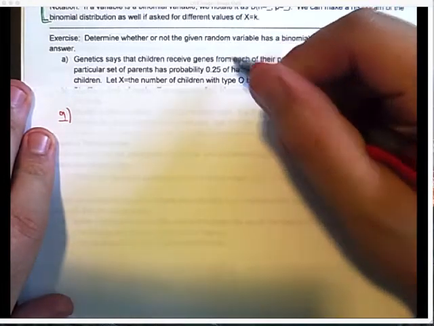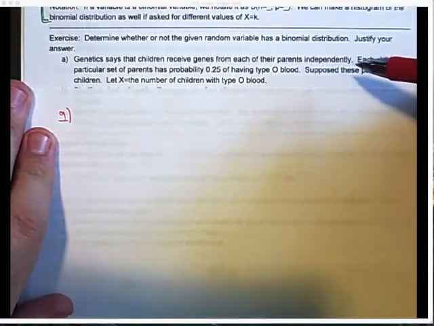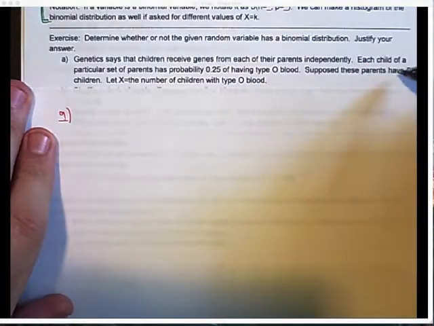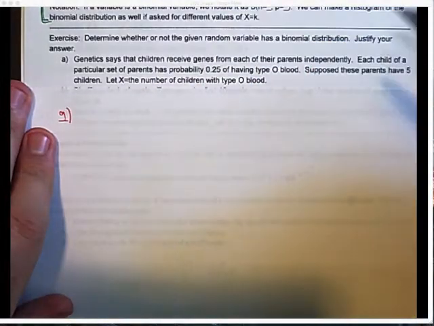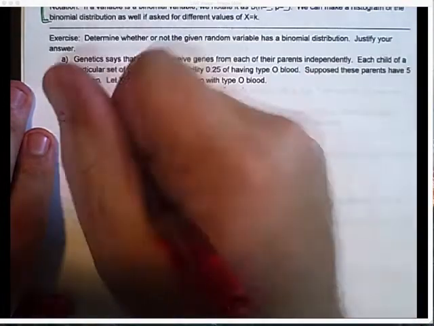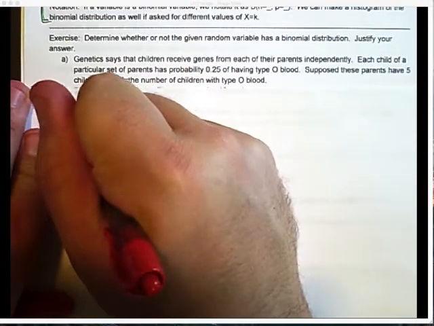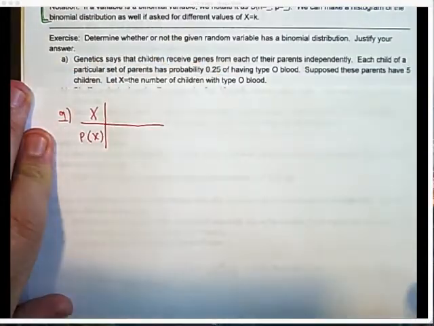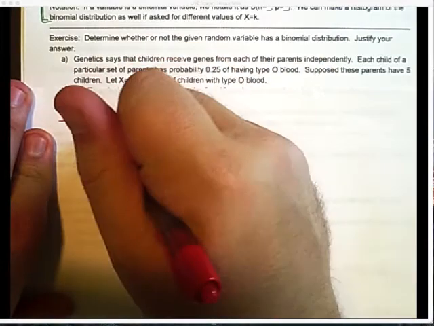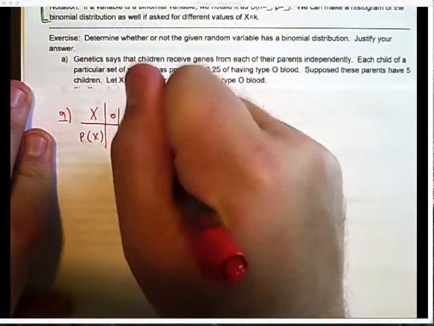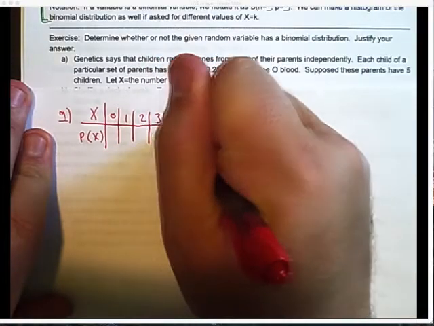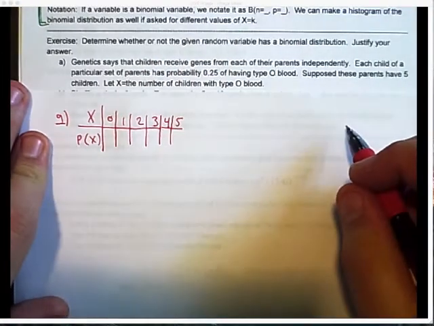So here it says in part A, genetics says that children receive genes from each of their parents independently. Each child of a particular set of parents has a probability of 0.25 of having type O blood. Suppose these parents have 5 children. Let X equal the number of children with type O blood. If I wanted to start making a probability distribution, how many children could have type O blood? Well, 0 could, 1 could, 2, 3, 4, or 5 could. Could we have 6? No.